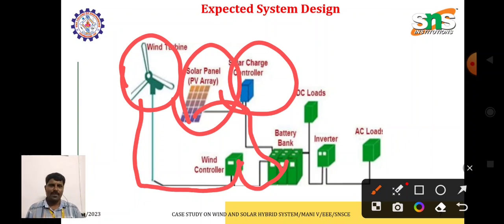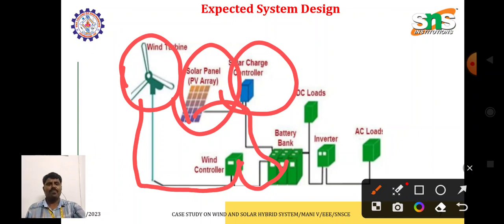During the charging of the battery, we have to match the DC voltage of the wind turbine as well as the solar PV. Both voltages have to be equal, and they should be above the battery level so that the battery gets charged.